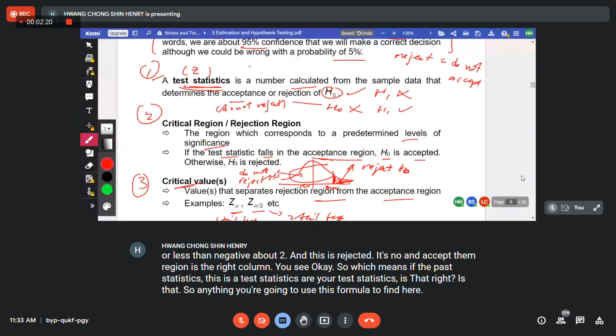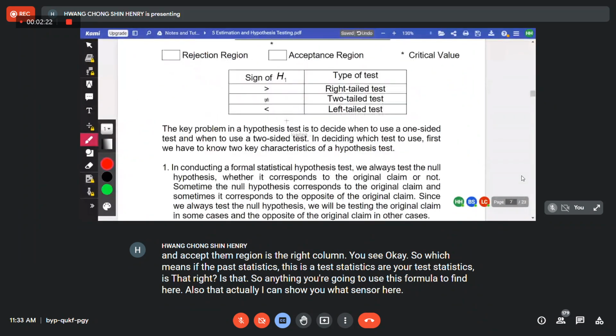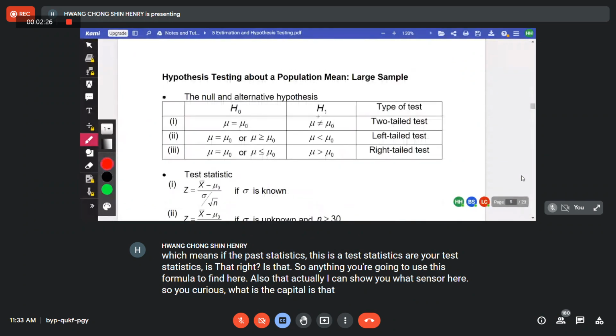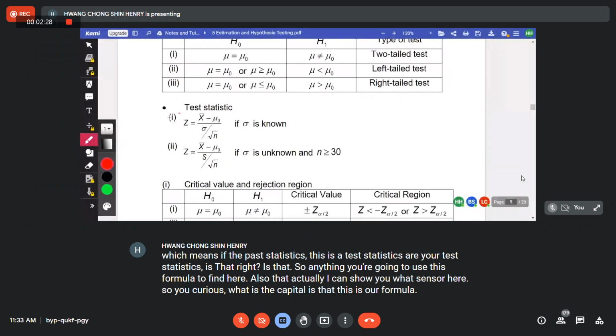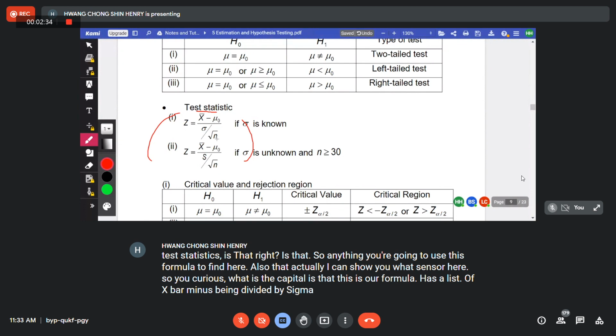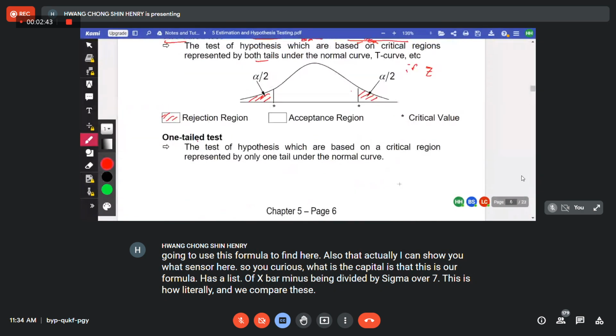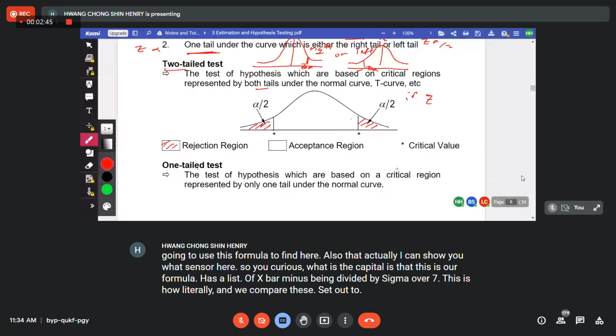What's the Z? Actually, I can show you here, for those of you curious how to calculate the Z. This is your Z formula, the test statistic: X bar minus mu divided by sigma over square root of n. I'll show you first how we're going to calculate it later, and we compare with this Z alpha over 2. So if it's two tail, alpha is divided by 2, right?